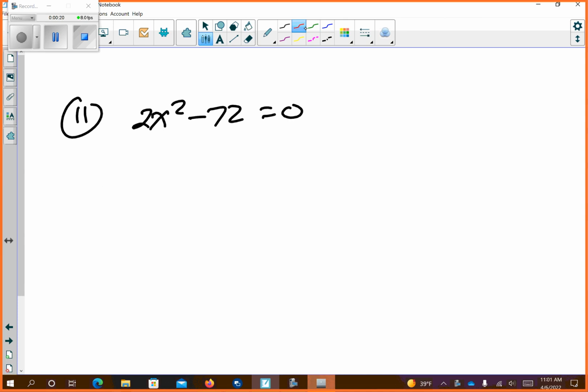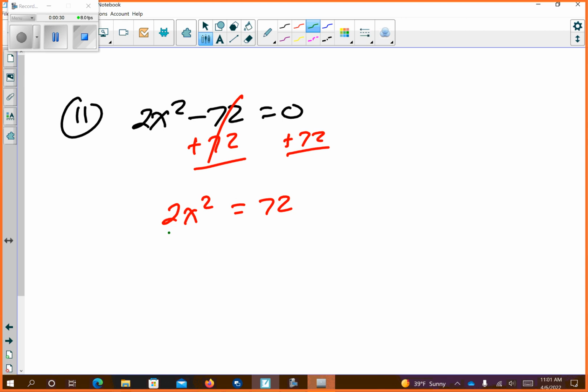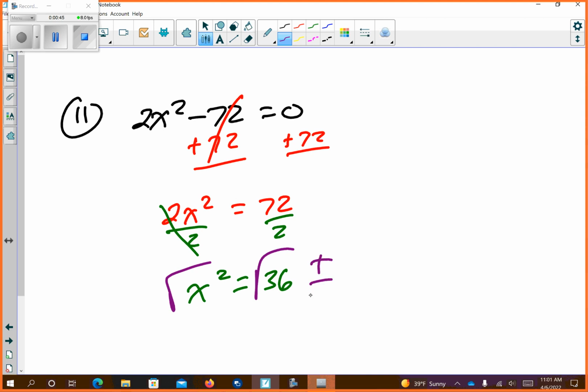So let's start solving this to get x squared alone. Add 72 to both sides. Those cancel. Then divide each side by 2. Those cancel. 2 goes into 72 36 times. Root, don't forget plus minus. Square root of 36 is 6, so I get plus or minus 6.